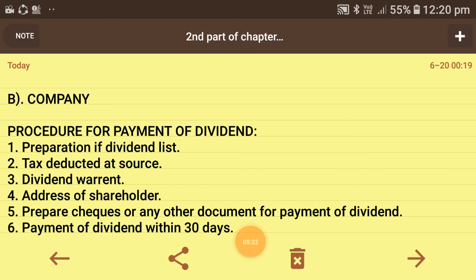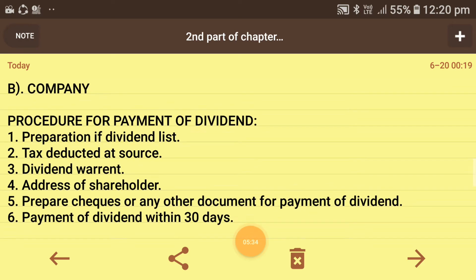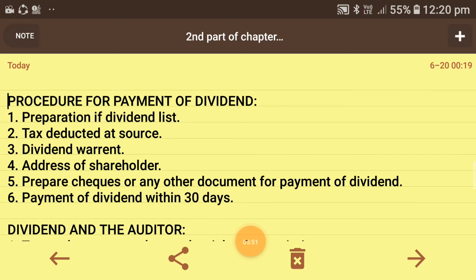Next is tax deducted at source. The company has a duty to deduct TDS from the dividend before giving it and submit it to the IT department, meaning the income tax department, with the shareholders' respective names. Then every individual gets a list of how much they have to pay, as the company submitted just a portion of the tax.